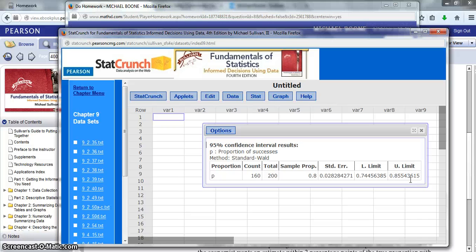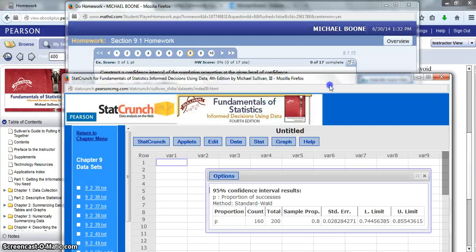So with my information of 160 people said yes out of the 200, I am 95% confident that the population proportion is in between roughly 74% and 86%. So that's where I think the numbers are around. The population proportion is going to be somewhere in between these values. And then I am 95% confident.